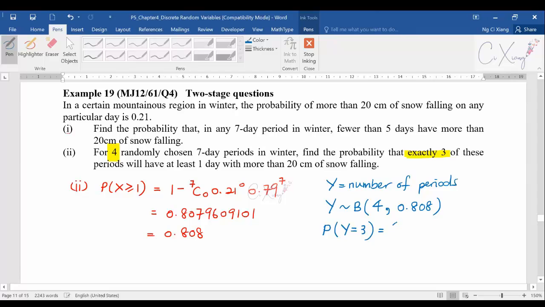All right, therefore you should have 4C3 times 0.808 power 3, and then after that, you should have 0.912 power 1. Okay, then you should get the answer 0.405.